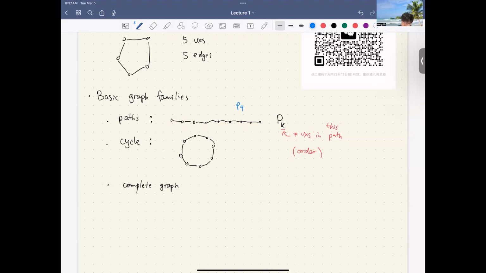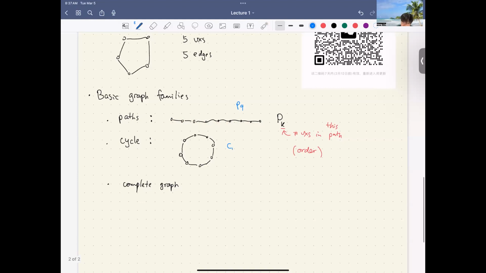This is a cycle. We will use C with 8 vertices. So this is C8. For complete graph, we will use K on t vertices. That just means, let's draw t equal to 4. We have 4 vertices, and between every pair, we add an edge. Very simple graph family. The densest possible graph.